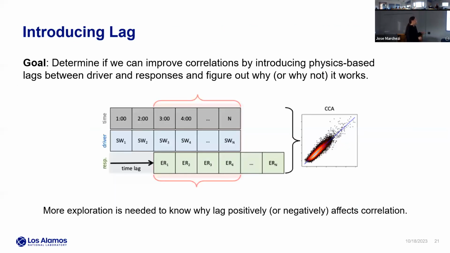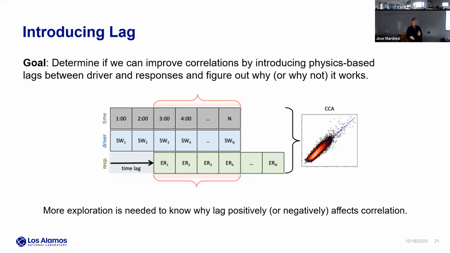And finally, we introduced a lag. We wanted to determine if we can improve correlations by introducing a physics-based lag between the driver and the responses, and figure out why or why not it works. For those unfamiliar, essentially we took our response for the magnetospheric variables and shifted it by some time lag. After we shifted it, we took that truncated data set and did a correlation analysis for the whole system with that time shift.